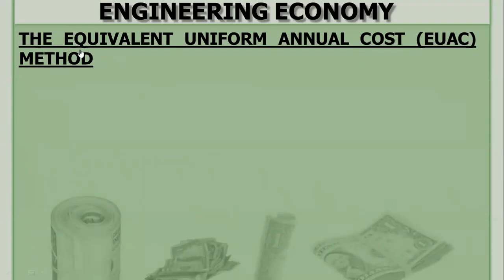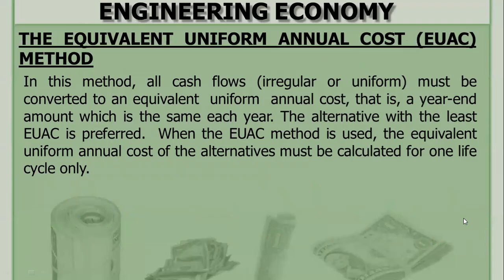The third method is this, the equivalent uniform annual cost method. So in this method, all cash flows, irregular or uniform, must be converted to an equivalent uniform annual cost. That is a year-end amount which is the same each year. This means na pag naka-single payment, i-convert na nimo into an annuity. Make sure na all payments will be converted to annuities.